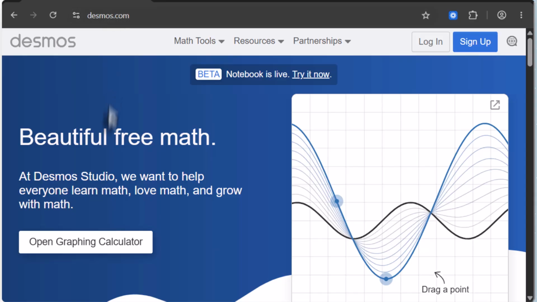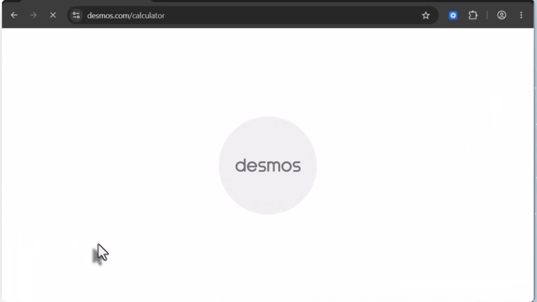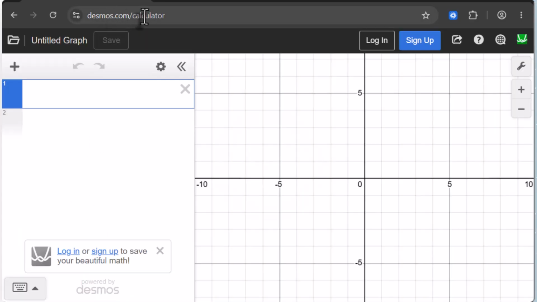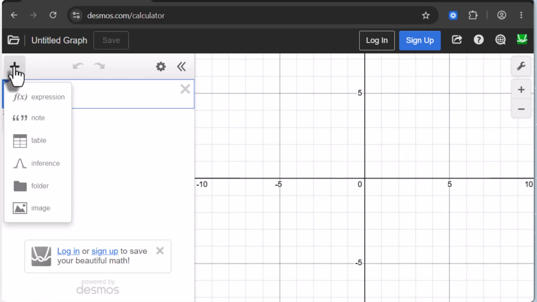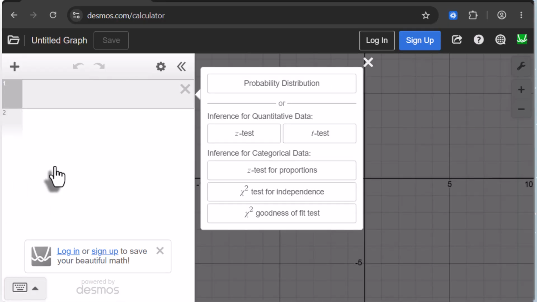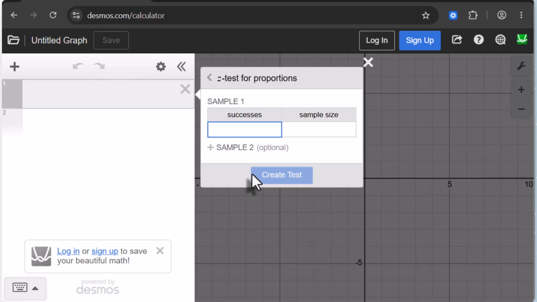So here I'm at desmos.com. I'm going to open the graphing calculator, or you can go to desmos.com/calculator. I'm going to the plus symbol in the top left that says add item, and I'm selecting the inference category. Now we're looking at categorical data here, so I'm looking at the inference for categorical data section, and we want this first option, z-test for proportions. This is the same thing that we used for a claim about a single proportion, the only difference being that we're going to include two different samples here.